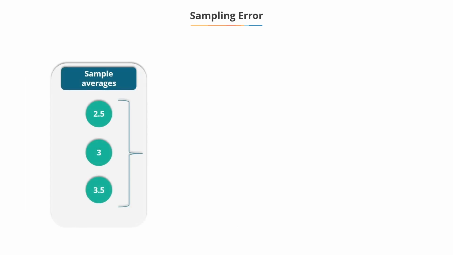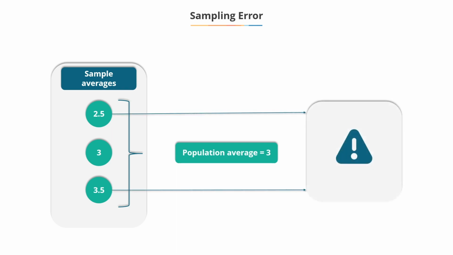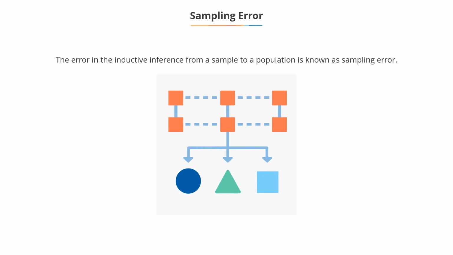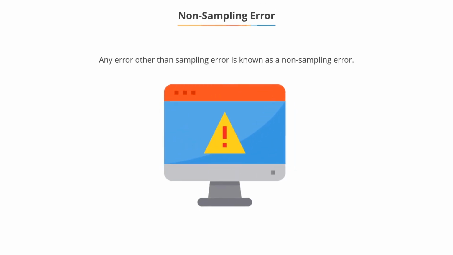When the sample average is taken as an estimate of the population average, we observe that in 2 of the 3 possible samples, there is an error in the estimate. Such an error is referred to as sampling error. More precisely, the error in the inductive inference from a sample to a population is termed as sampling error. Any error besides sampling error is termed as a non-sampling error.